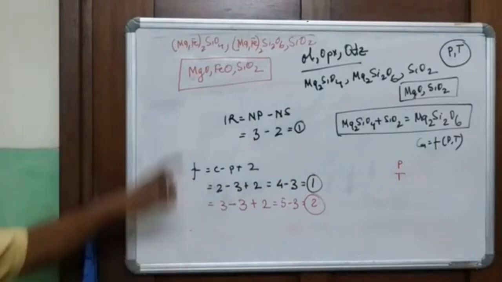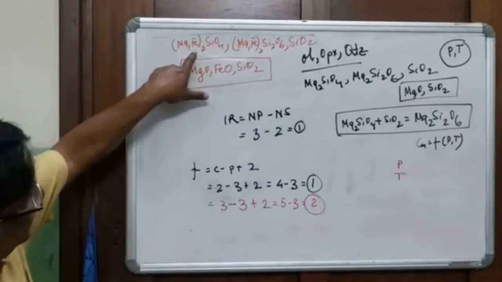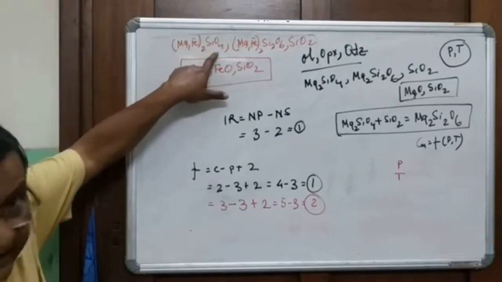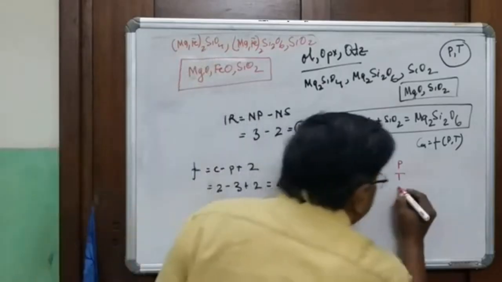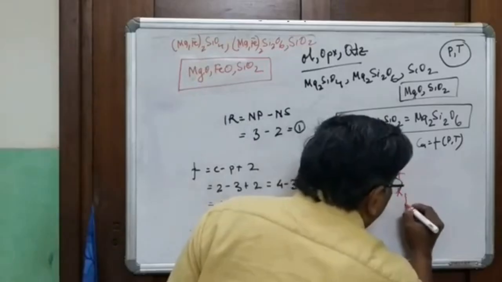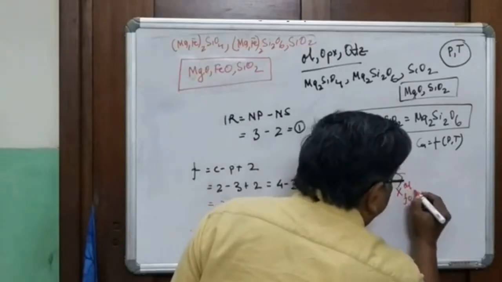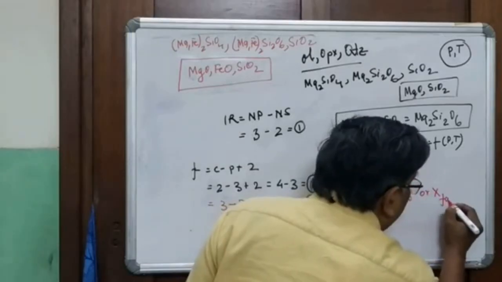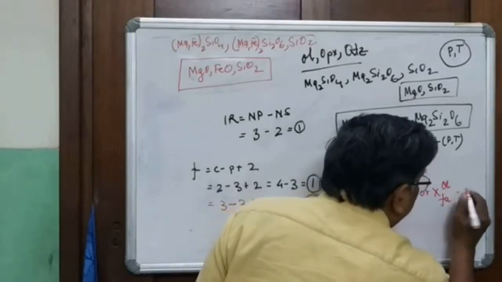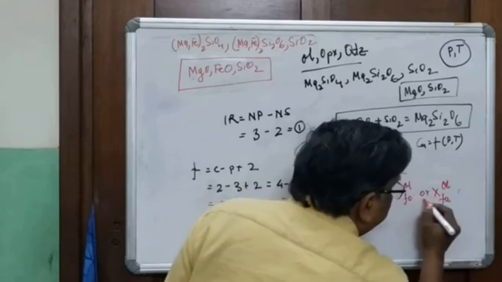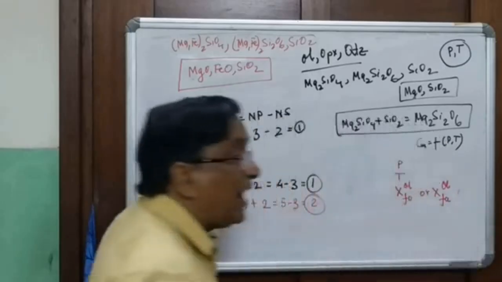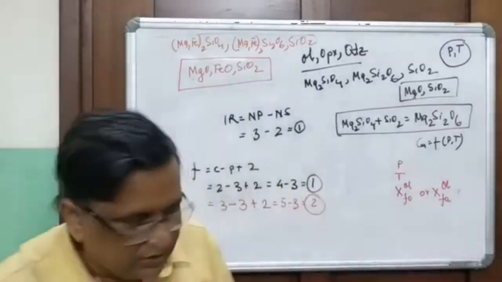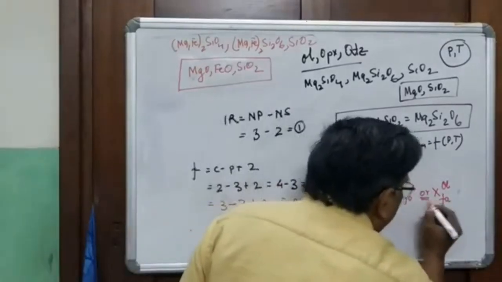What are the other variables? Say for example here, for olivine, it's (Mg,Fe)2SiO4. So what is the variable? X forsterite in olivine or X fayalite in olivine, because they add up to 1. X forsterite plus X fayalite in olivine is equal to 1. So this is one variable.